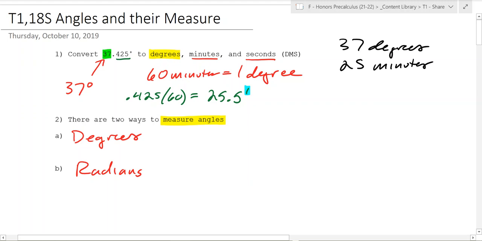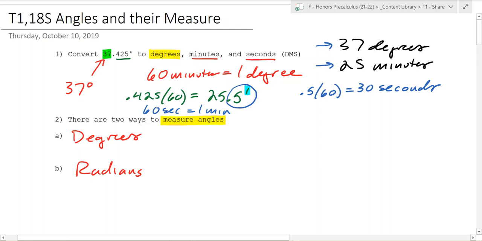Now, as you might suspect, there are 60 seconds in 1 minute. So what we do next is we take this fractional part, so 0.5 times 60 is equal to 30 seconds. So what this means is 37.425 degrees is 37 degrees, 25 minutes, 30 seconds.